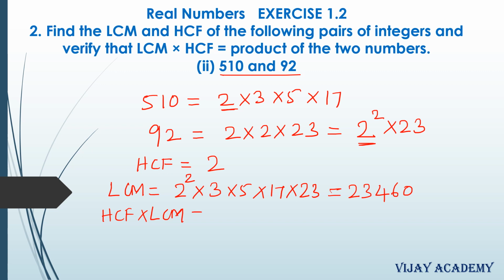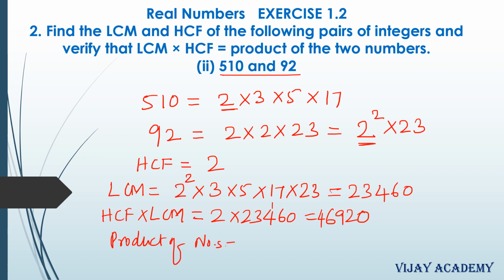Now you can verify the relation, that is HCF into LCM, which is 2 into 23460. That gives 46920. And the product of the two numbers, 510 into 92, is also the same as 46920. So then you can write, hence the relation is verified.